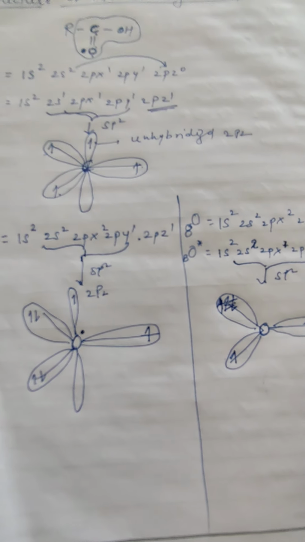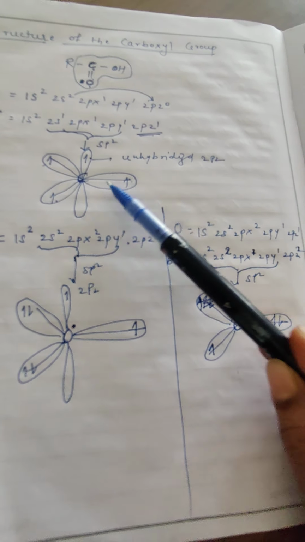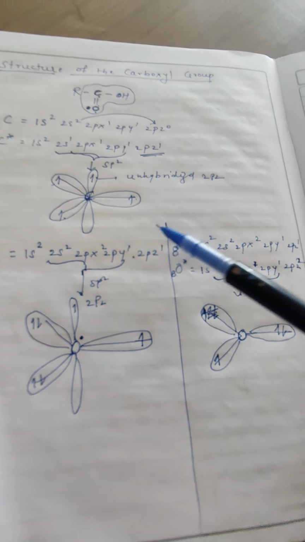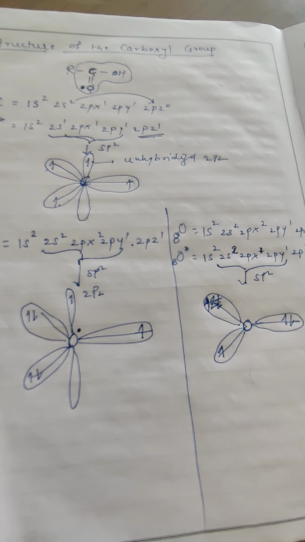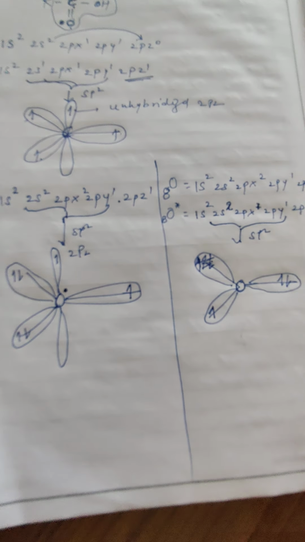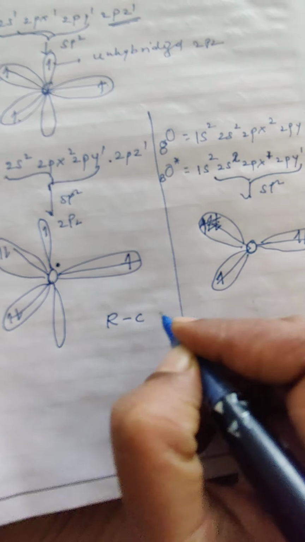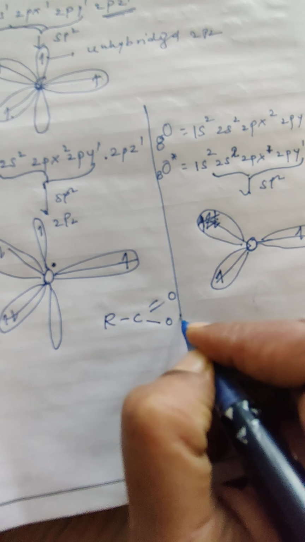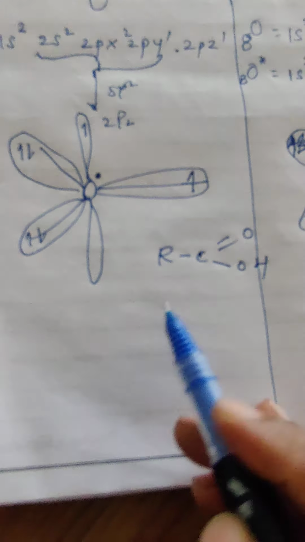So this is the scenario. As you can see, we have three atoms, carbon and two oxygens, all of which undergo sp2 hybridization, and now we are going to combine all these. How? Now you can see that our structure is like this. So in the same manner we are going to write it here.